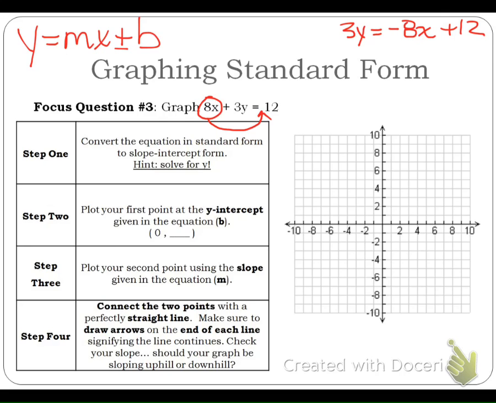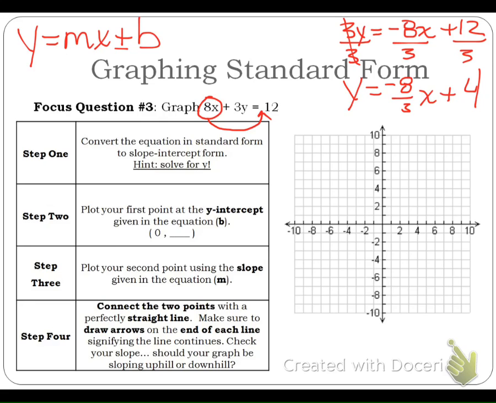Then to get y all by itself, because we have a 3 beside it, what do we have to do? Divide it. Remember that when you divide, you must divide every term by that 3. So y is equal to, because those 3's will cancel out, that was the whole point of dividing by 3, -8 thirds x plus 4.